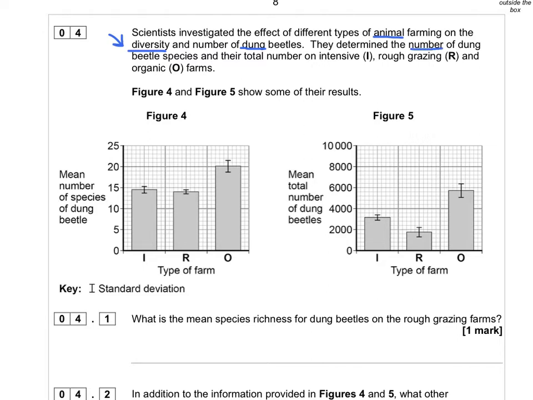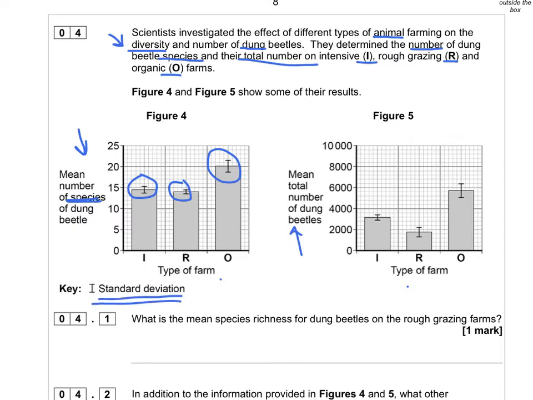The number of dung beetle species and their total number on intensive (I), rough grazing (R), and organic (O) farms. So they got some results. You have the mean number of species and the type of farm. Notice they've done some statistical tests here, so that might come into the question in a minute. And then the mean total number of dung beetles and the type of farm. So they've looked at standard deviation.